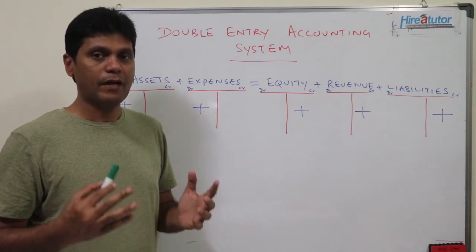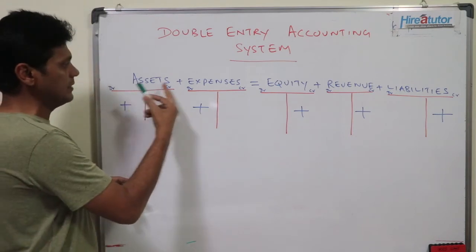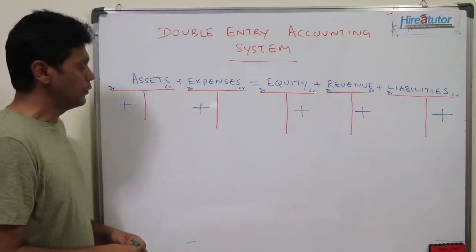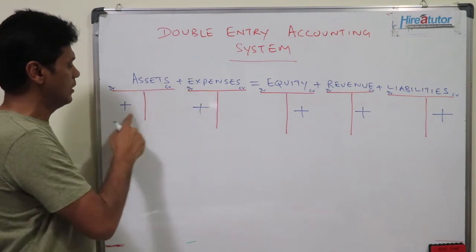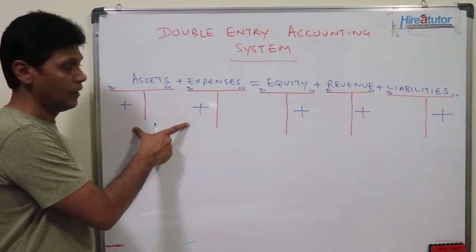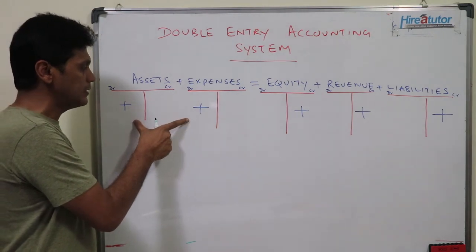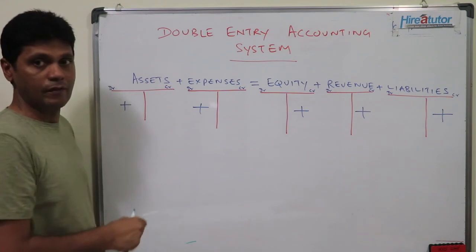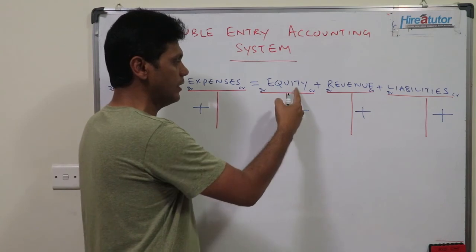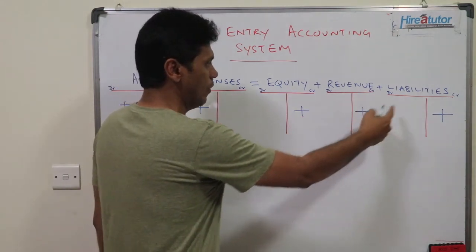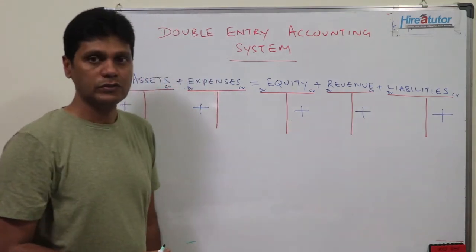Finally, when you summarize the impact on these accounts, we can conclude as follows. When you look at the assets and expenses, in order to increase the value of these accounts, you need to debit the assets and expenses accounts. And on the other hand, to increase the equity value or revenue value or liabilities, you need to credit those accounts.